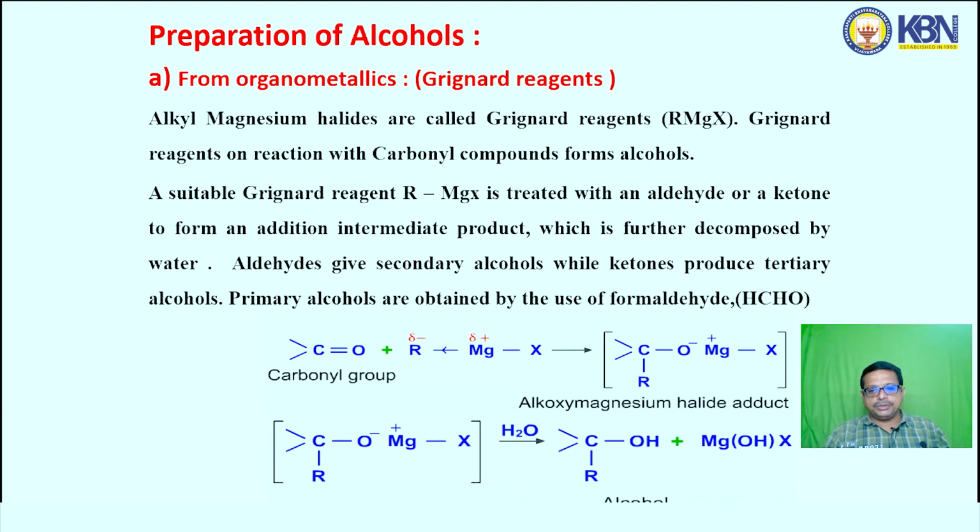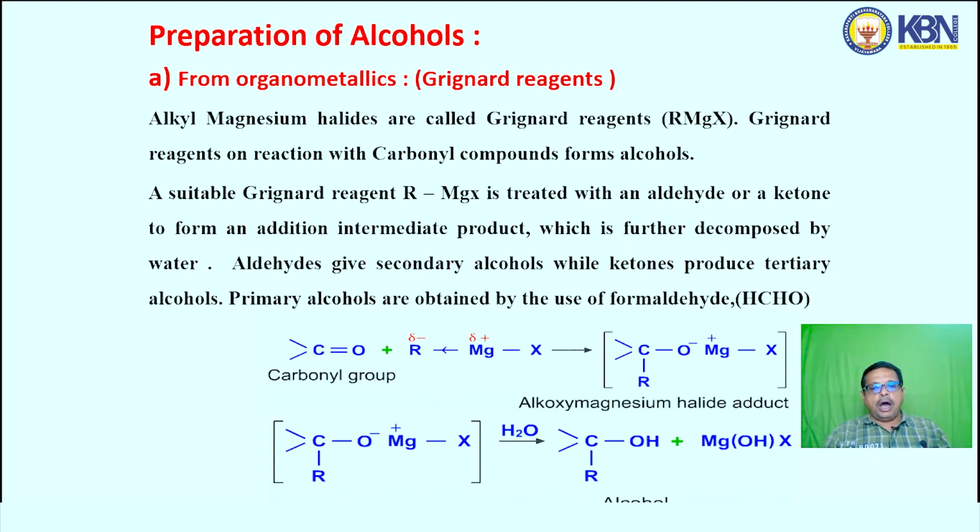Aldehyde gives secondary alcohols while ketones give tertiary alcohols. Primary alcohols are obtained from formaldehyde. So when we use formaldehyde, the product is a primary alcohol. So this is the general reaction for preparation of alcohols from organometallic compounds.